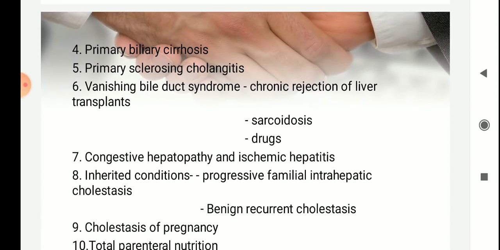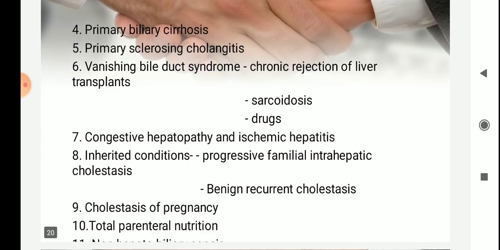Primary biliary cirrhosis, all these parenchymal, diffuse parenchymal liver lesions could be obstructive. Okay. Primary sclerosing cholangitis, vanishing bile duct syndrome, where there is chronic rejection of liver transplants, could be seen in sarcoidosis, drug consumption, congestive hepatopathies, and ischemic hepatitis.